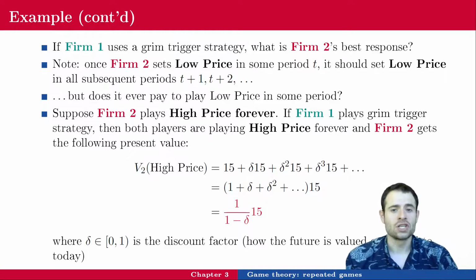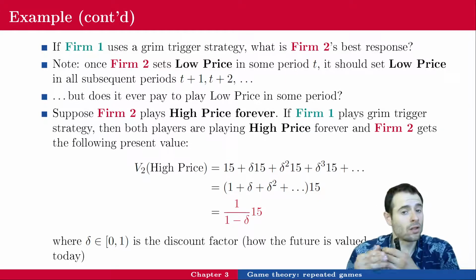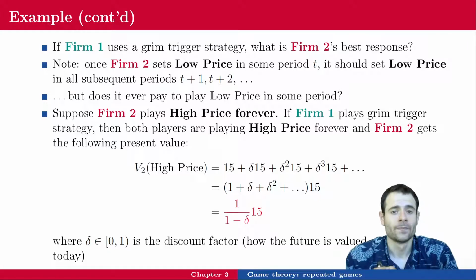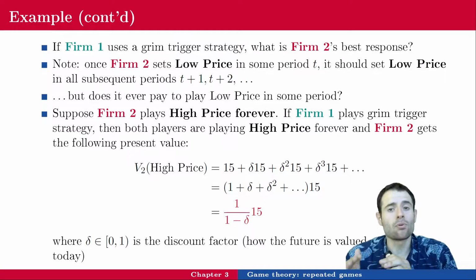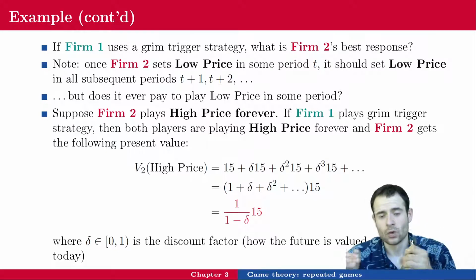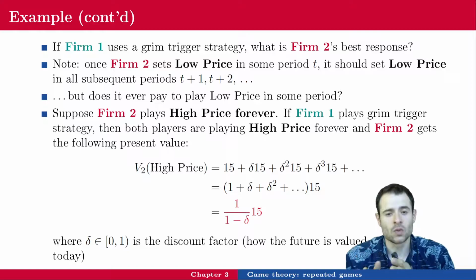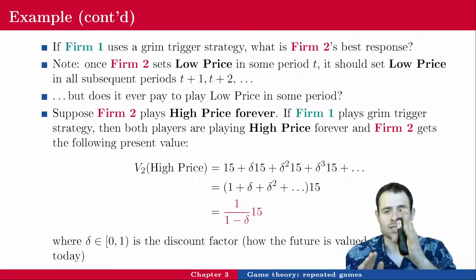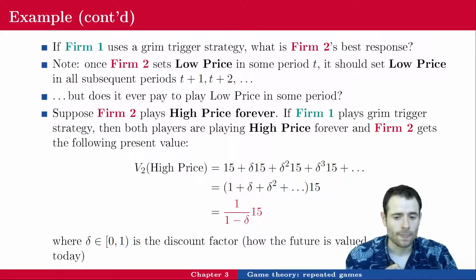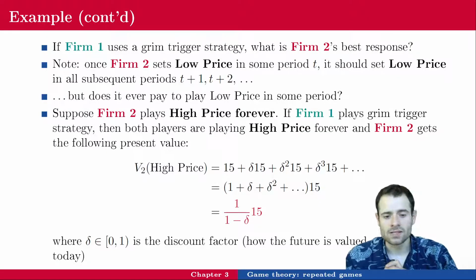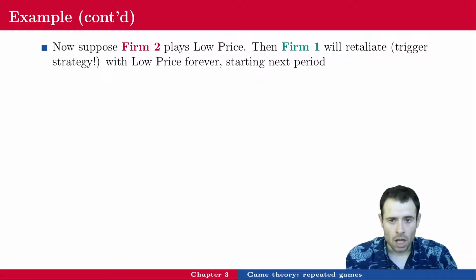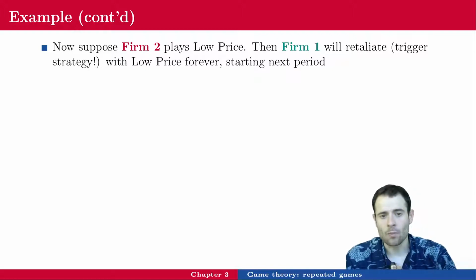Another strategy could be high price, low price, high price, low price, high price, low price. Alternate. Doesn't matter the history. That could be a strategy. Another strategy could be low price forever. Again, it specifies what is going to be played for each possible history. So let's compare this strategy, high price forever, with a couple more.